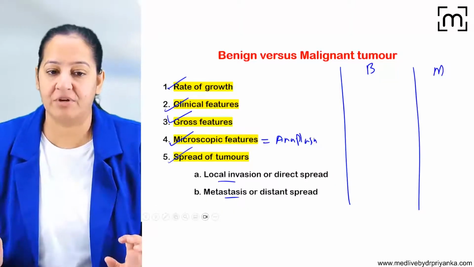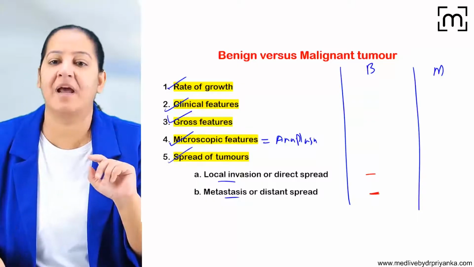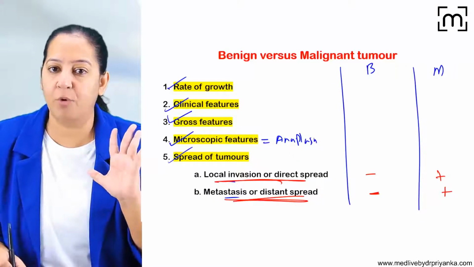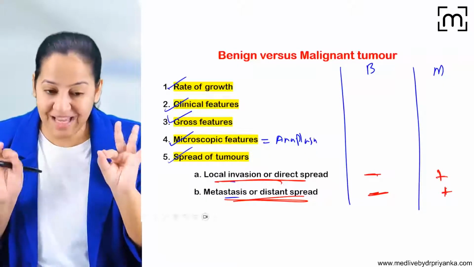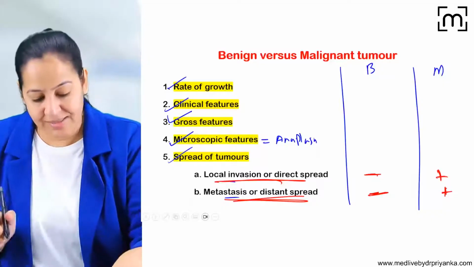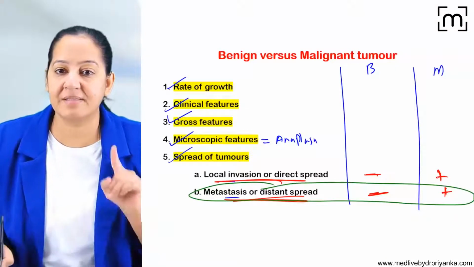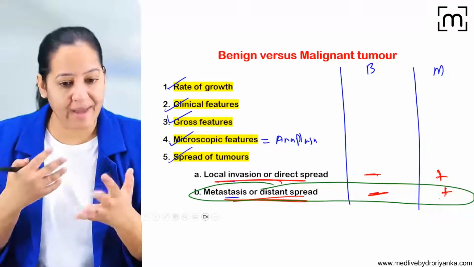What is the most reliable feature? I told you in the spread the 2 things, both of them are absent in benign and both of them are present in malignant. Local invasion as well as metastasis, both of them are absent in benign and both of them are present in malignant. I'm asking which is most reliable. So the answer is, most reliable is metastasis. If metastasis is present, it has to be malignant. There is no other choice. Rest all are, we are guessing.